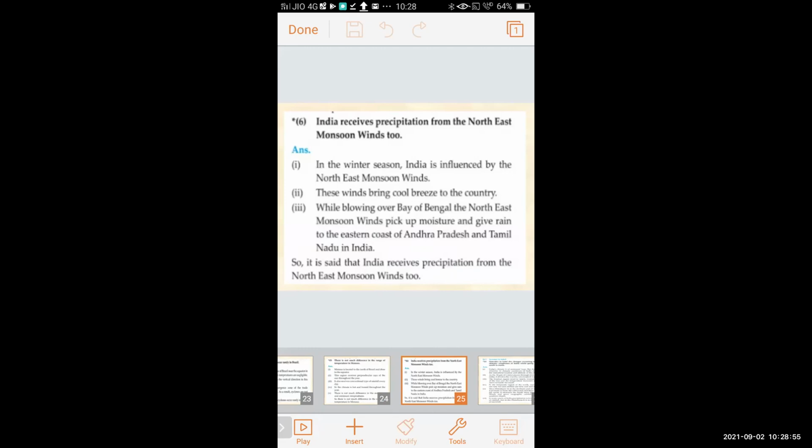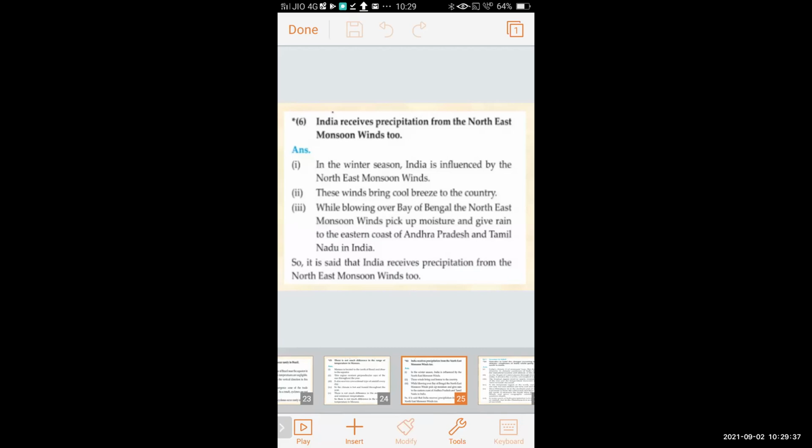While blowing over the Bay of Bengal, the northeast monsoon winds pick up moisture and give rain to the eastern coast of Andhra Pradesh and Tamil Nadu. So there is rainfall in Andhra Pradesh and Tamil Nadu because the wind, which has picked up a lot of moisture over the Bay of Bengal, results in rainfall there.